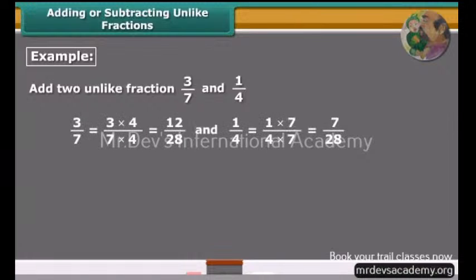In order to add them, first we find their equivalent fractions with the same denominator. These are 12/28 and 7/28. Note that 28 is the least common multiple, LCM, of 7 and 4.